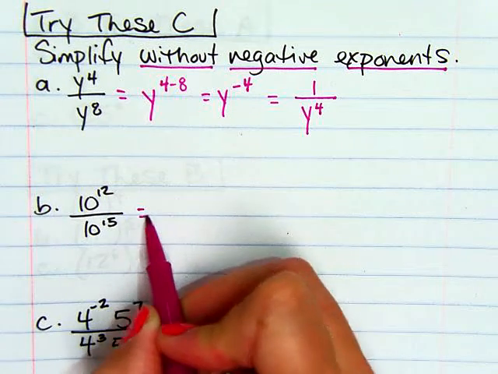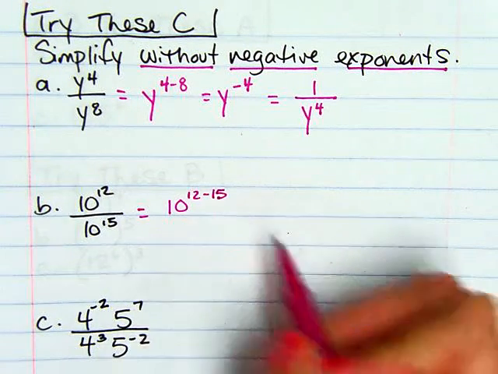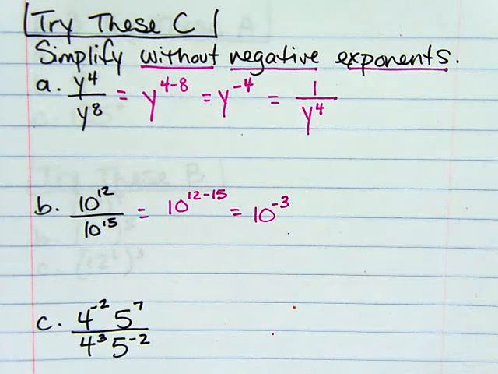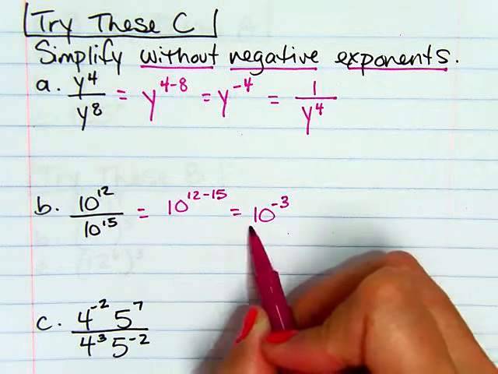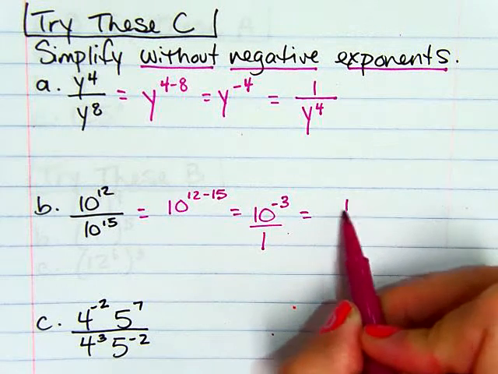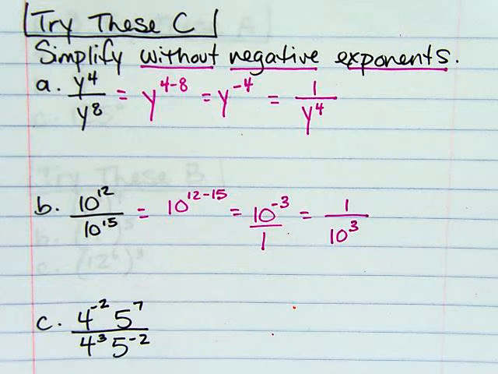Okay, so let's do the same thing here with 10. I have 10 to the 12th minus 15. That gives me 10 to the negative 3. Okay, so if it's negative, right now it's in the numerator, right? I need to move it to the denominator to get rid of its negative sign so that it is equal, but yet doesn't have a negative exponent.